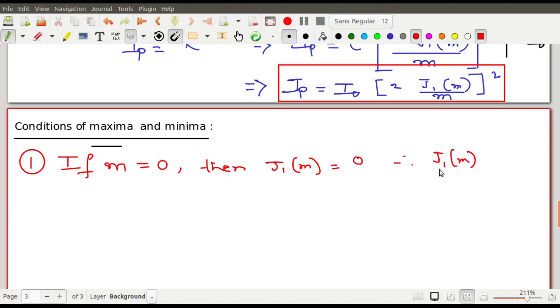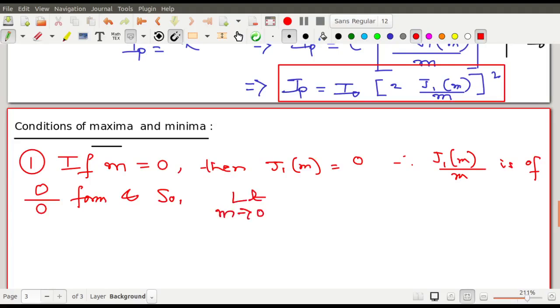Therefore J1(m) by m, as you have seen previously, is of 0 by 0 form. If m equals 0 then J1(m) is 0, so J1(m) by m is of 0 by 0 form. So I will use the L'Hopital rule. Then the limit as m tends to 0 of J1(m) by m is equal to half.